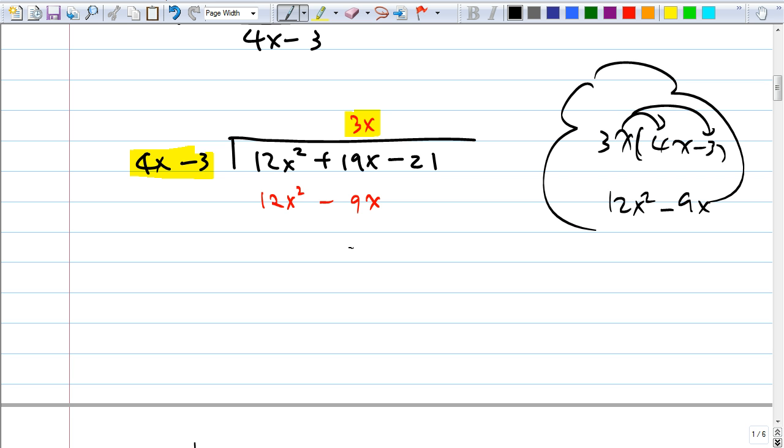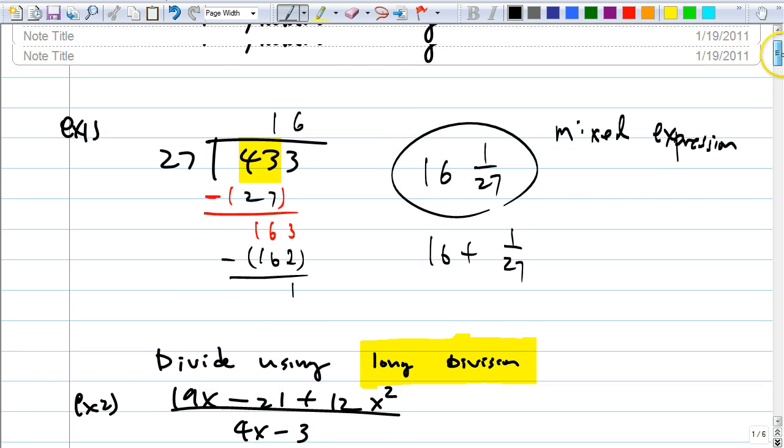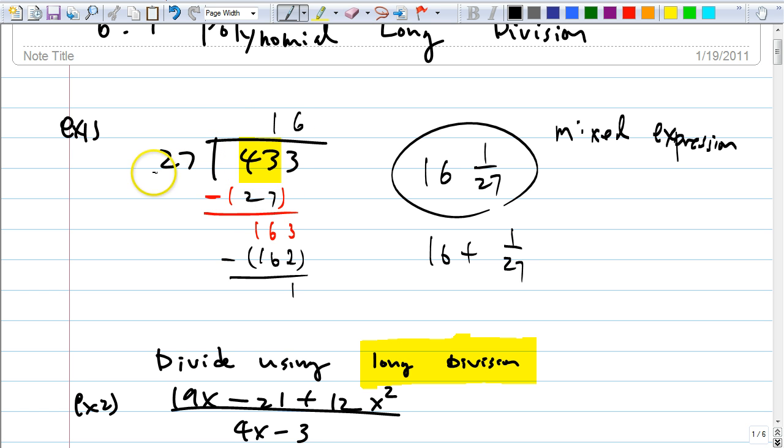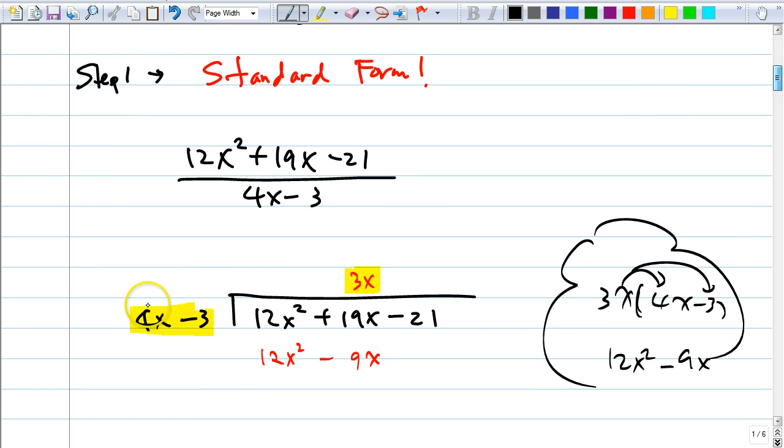Any questions so far? Does this make sense? Do you see where I got 12x squared minus 9x? Yes. I am multiplying 3x times that binomial. Why? Because that's how you do polynomial long division, by whatever you're trying to divide it by. Look, isn't that what we did here? Up here, when I had 27 times 1, we wrote 27. Instead of one number, what do we have now? We have a binomial. So you need to multiply 3x with that whole binomial. It's the same thing.